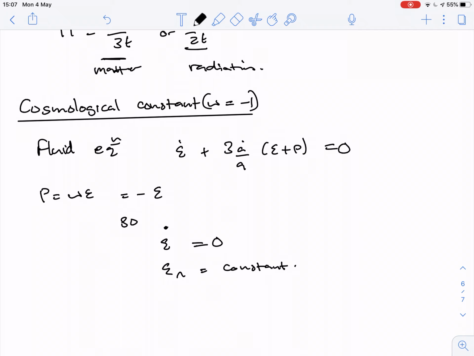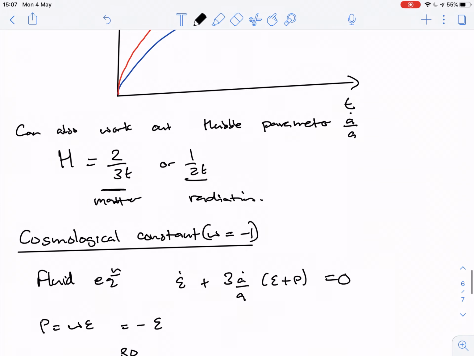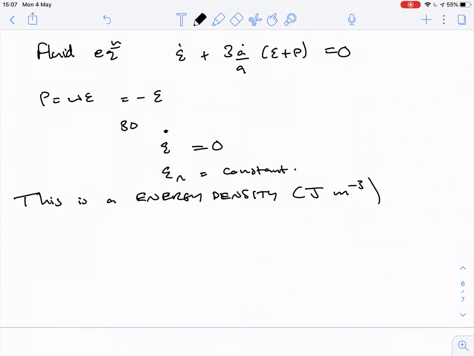Now this is really weird when you think about it, because this is an energy density. It's not a total energy. This is an energy density, i.e. it's joules per cubic meter, or something like that. And so as the universe gets bigger and bigger, you actually get more and more energy out of the cosmological constant. The universe gets smaller, it becomes less important. As the universe gets bigger, it becomes more important. And this is quite a challenge.